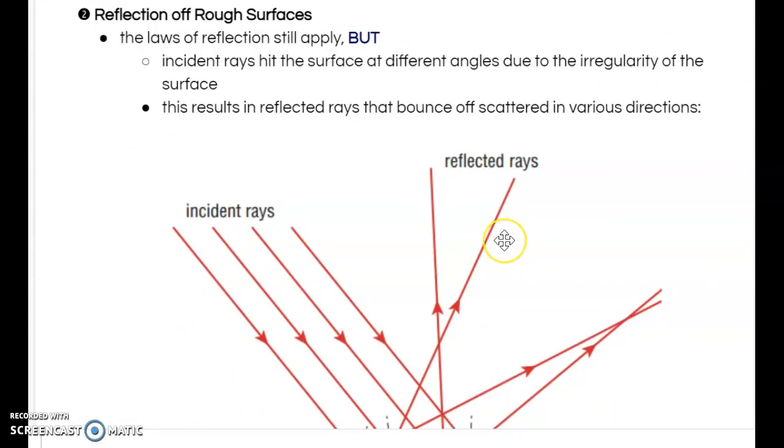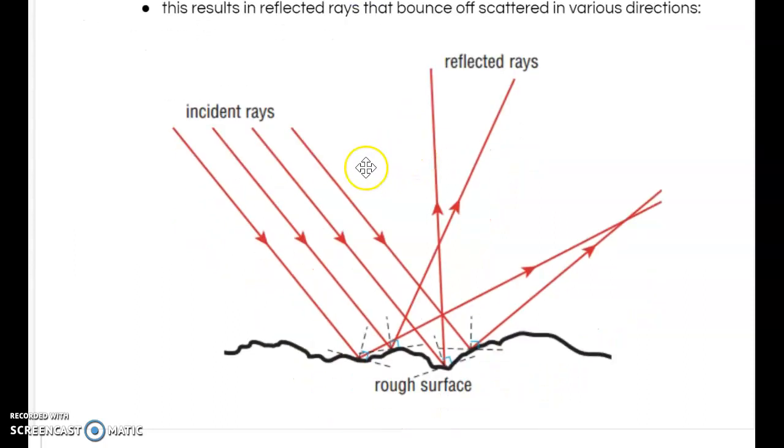Okay, another thing that I wanted to cover was this idea of what happens when we have a rough surface. The laws of reflection still apply, but the incident rays hit the surface at different angles due to the irregularity of the actual surface. So if we take a look here, we see our incident rays are all still traveling in a parallel line, but they hit the surface or the mirror or whatever it is that they're hitting at different angles.